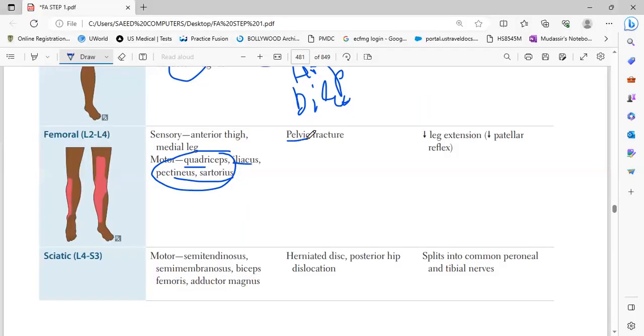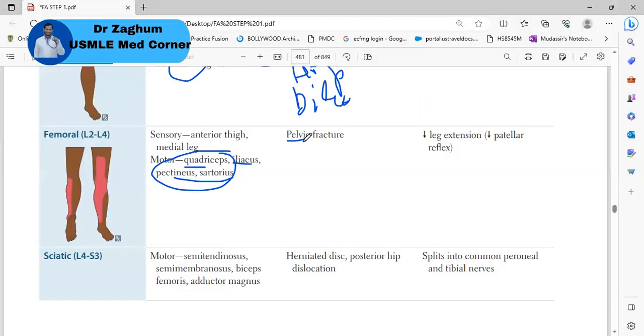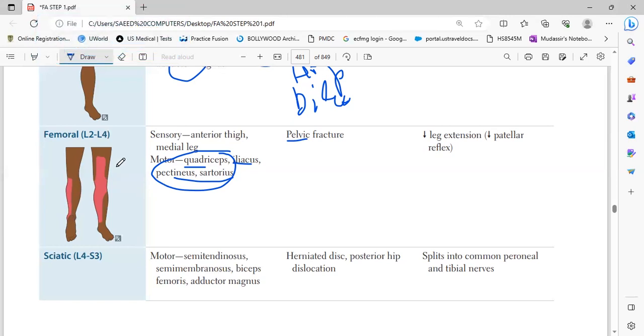Pelvic fracture. Okay, the femoral nerve emerges between the iliopsoas muscle. So it can be compressed in the case of a mass invading the iliopsoas muscle, like hematoma, abscess, psoas abscess. In these cases, you can have compression because the femoral nerve emerges between the iliopsoas muscle.